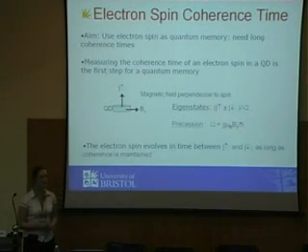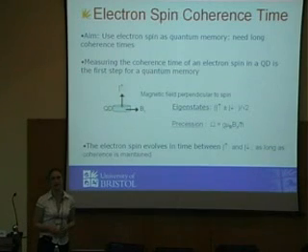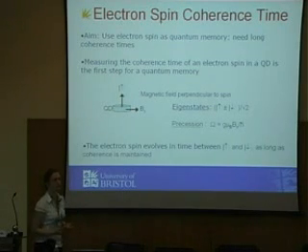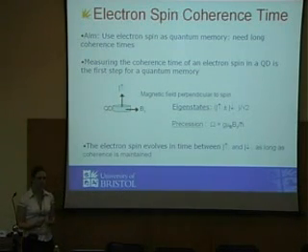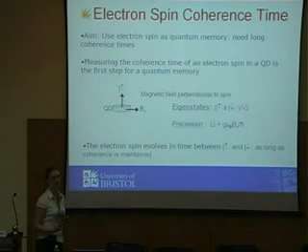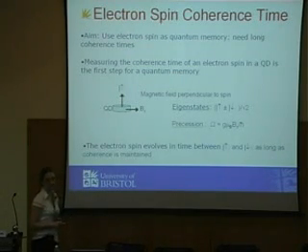Okay, in the next few slides I want to talk about how we can actually measure the electron spin coherence time. The coherence time is a very important quantity in quantum information systems, because without keeping the phase coherence in the system, we can't manipulate the system reliably. So we've got to find a way of measuring the spin coherence of the system.